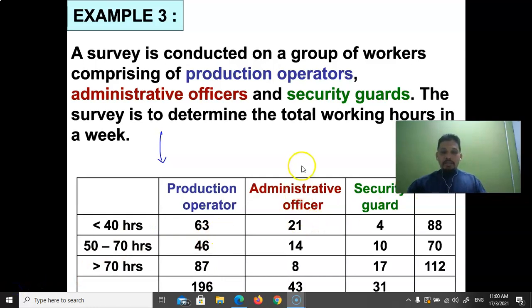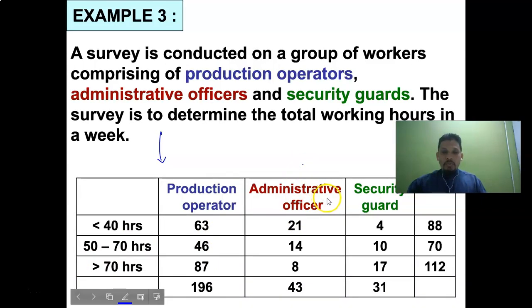Okay, guys, girls, before we continue with the questions, I think I need to declare the total number of workers here. So it's 196 plus 43 plus 31, equal to 270. Okay, so let's solve the first question then.